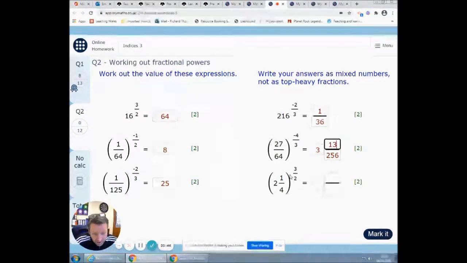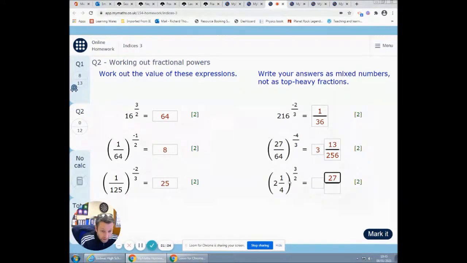Alright, let's tackle this last one. We have a mixed number. The first thing we have to do is turn it into an improper fraction. So 2 1/4 is 9 over 4. So on your bit of paper, you need 9 over 4 in brackets, all to the power of 3 over 2. Let's deal with the square root, the power of a half. Square root of 9 is 3. Square root of 4 is 2. So that gives me 3 over 2 all cubed. 3 cubed is 27.